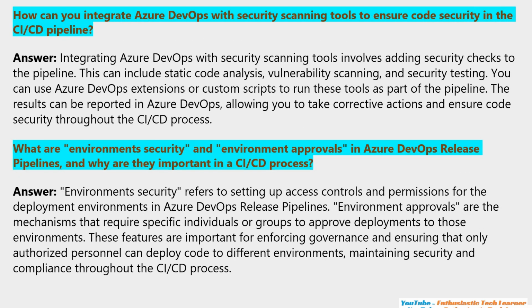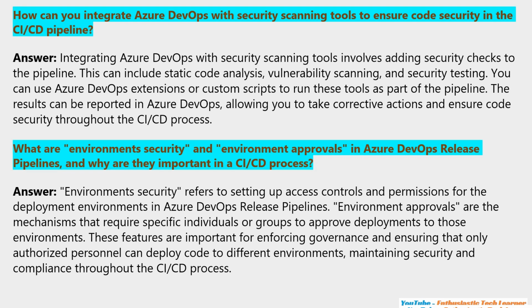How can you integrate Azure DevOps with security scanning tools to ensure code security in the CI/CD pipeline? Answer: integrating Azure DevOps with security scanning tools involves adding security checks to the pipeline. This can include static code analysis, vulnerability scanning, and security testing. You can use Azure DevOps extensions or custom scripts to run these tools as part of the pipeline. The results can be reported in Azure DevOps, allowing you to take corrective actions and ensure code security throughout the CI/CD process.